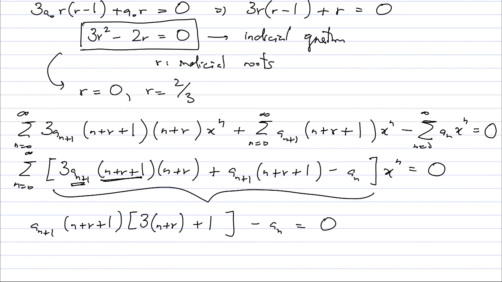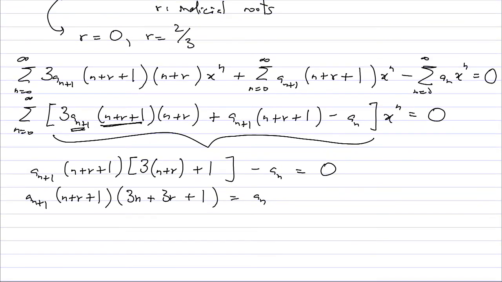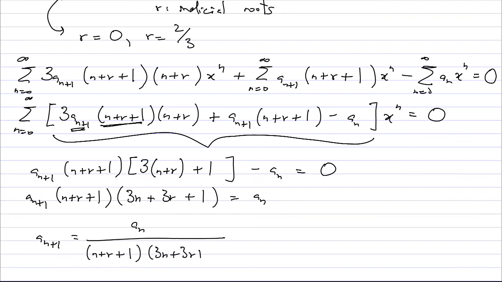Okay, so then I have a(n+1)(n+r+1), then I have 3n+3r+1, must be equal to a_n. So I have then that a(n+1) is equal to a_n divided by (n+r+1)(3n+3r+1). Okay, so this then is your recursion relation.